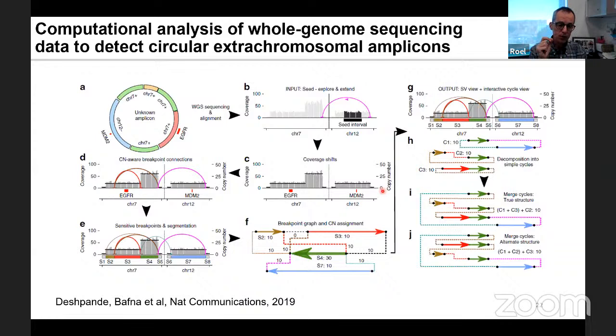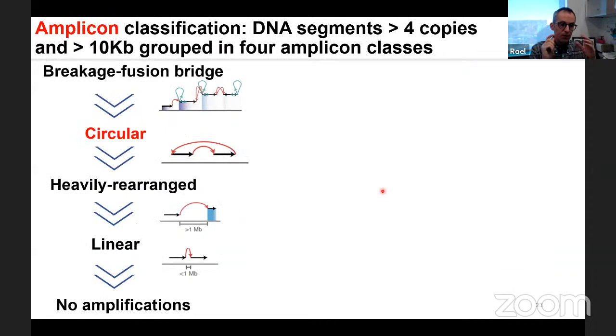So we started to use AmpliconArchitect in our analyses in collaboration with Vinit, and also in collaboration with Paul Mischel at Stanford. And we applied AmpliconArchitect on sets of whole genome sequencing data. First, we would use that information to classify all amplicons we could detect in a given tumor sample. Amplicons were defined as all DNA segments of at least 4 copies and at least 10 kilobases across a tumor genome.